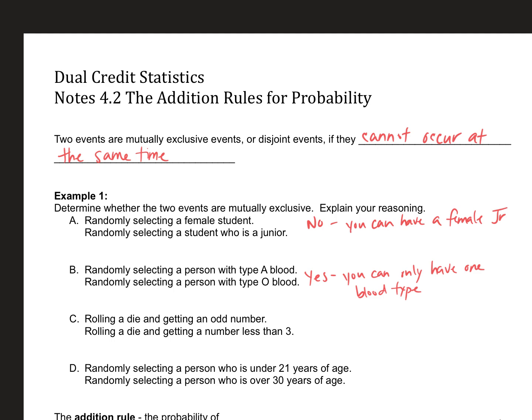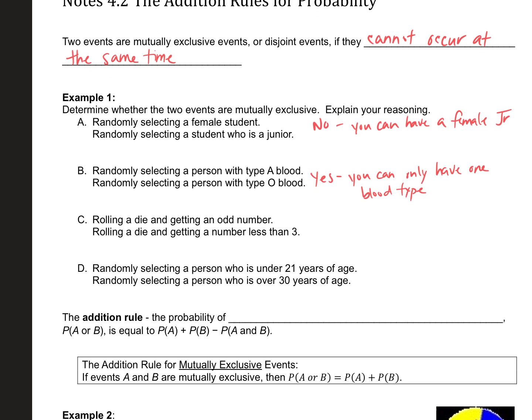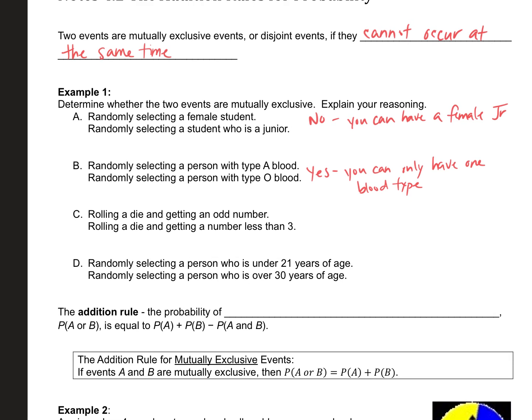Okay, rolling a dice and getting an odd number, rolling a dice and getting a number less than 3. Are they mutually exclusive? No. What's an example that says they're not? Randomly selecting a person who is under 21 and randomly selecting a person who is over 30. Yes, you can't be both ages.